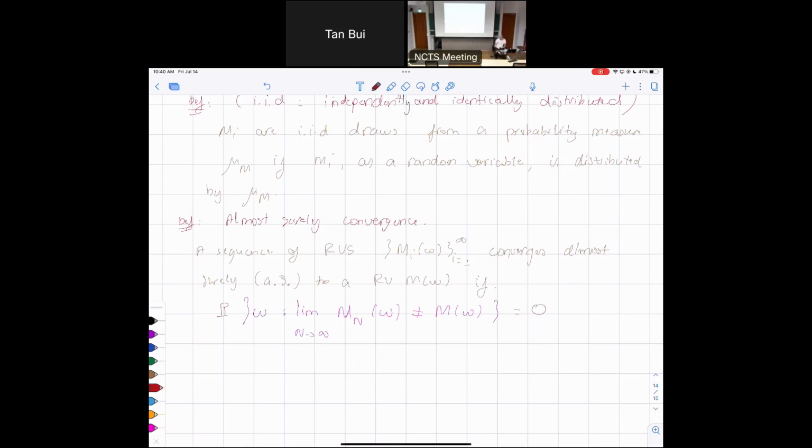And if the probability of that set equals 0, then we say that our sequence of random variables converges almost surely to this M. So basically, the probability that my sequence is different than this is 0. Then that is almost sure convergence.